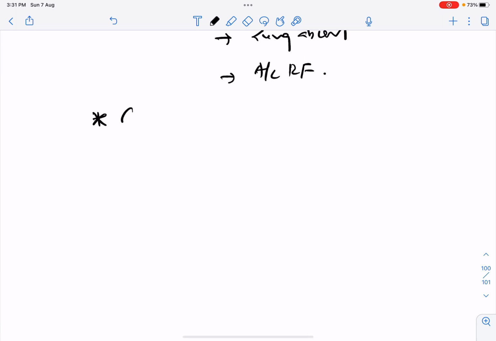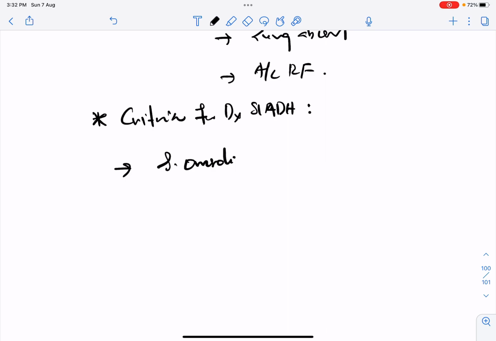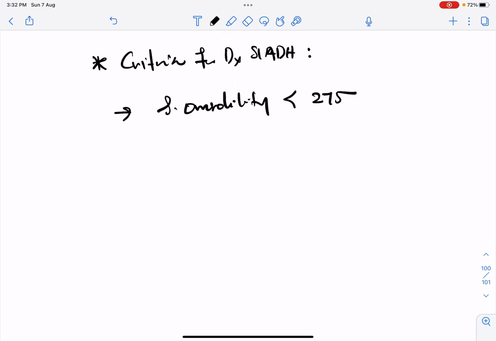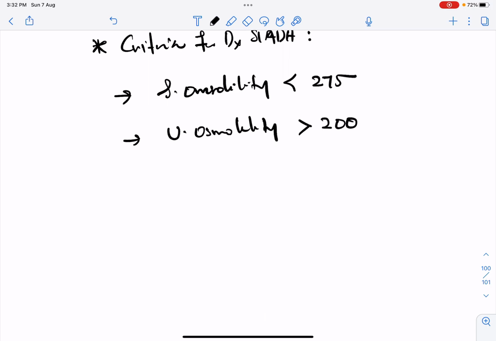Now about the criteria for diagnosing SIAD. As we already discussed, syndrome of inappropriate ADH secretion is a hypotonic isovolemic hyponatremia. So it's a hypotonic condition, and serum osmolality will be less than 275. That is one of the criteria. But the urine osmolality will be elevated because of the secretion of sodium and increased reabsorption of water. It will be more than 200. And urine sodium also will be elevated, typically more than 20 milliequivalents per liter.